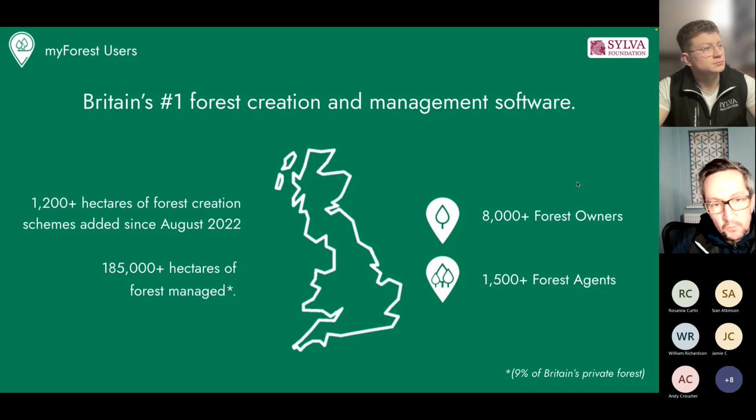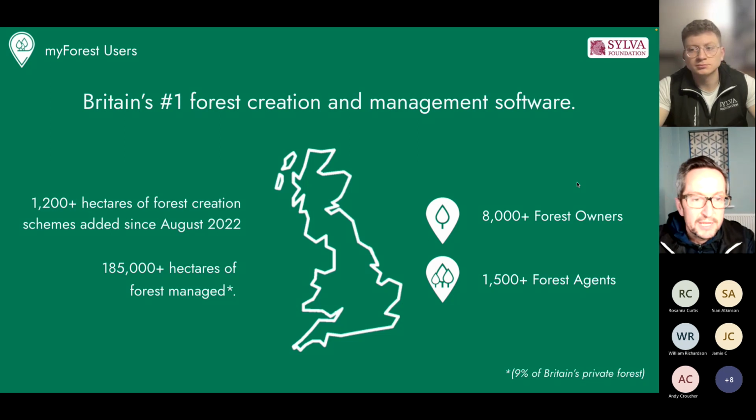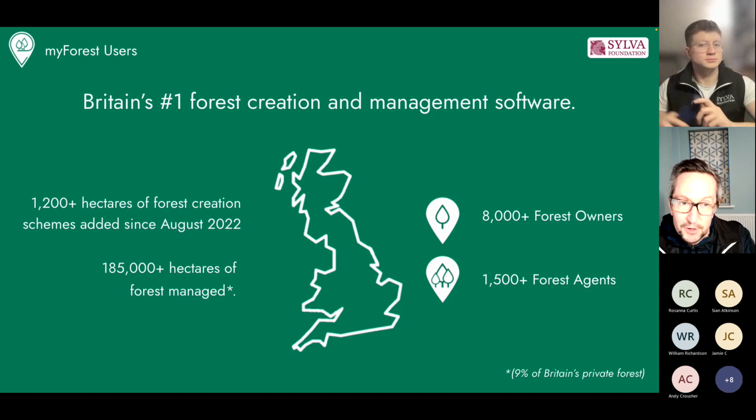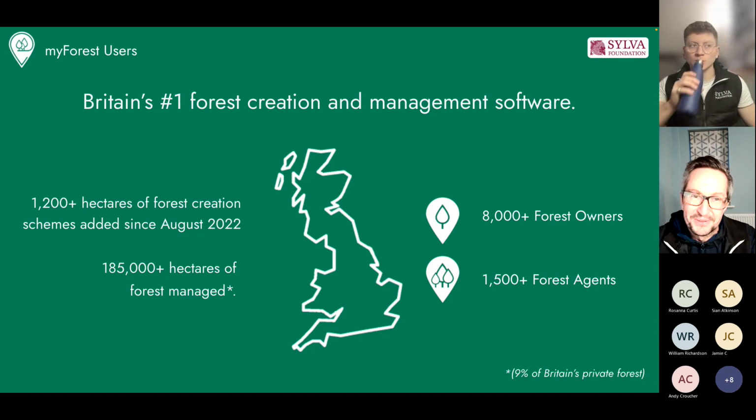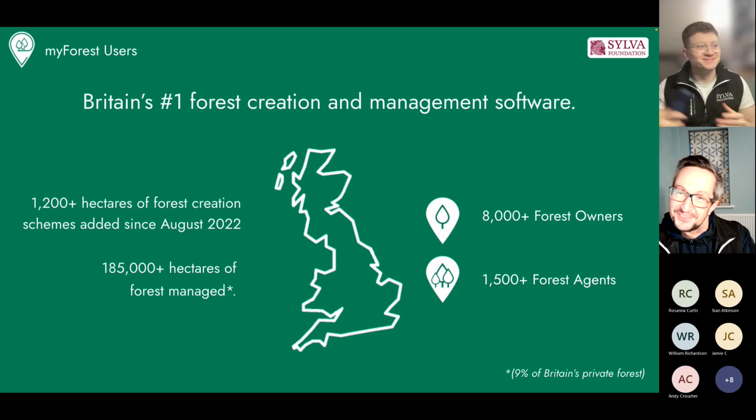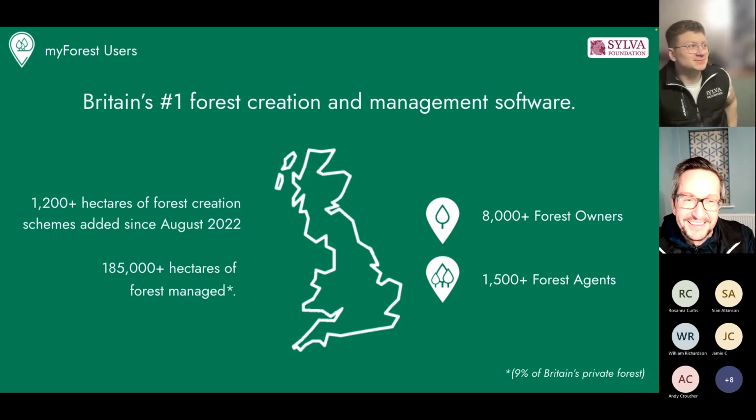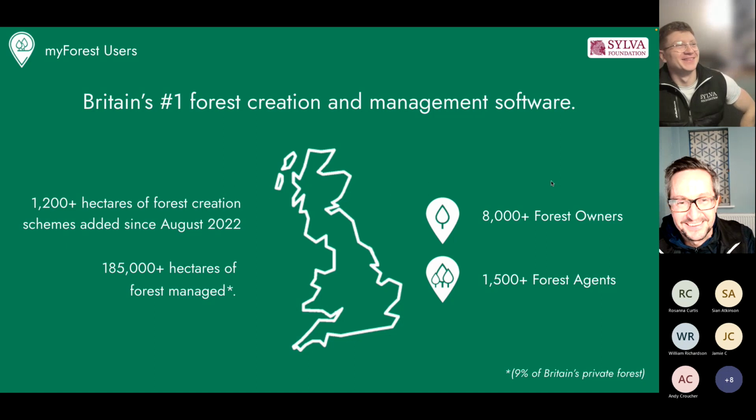So at the moment, we have around about 185,000 hectares of forest mapped across Britain. That's around about 9% of the privately owned woodland in Britain. So we're now saying we're Britain's number 1 forest creation and management software. So this is George's new strapline for tonight. Next slide, George.